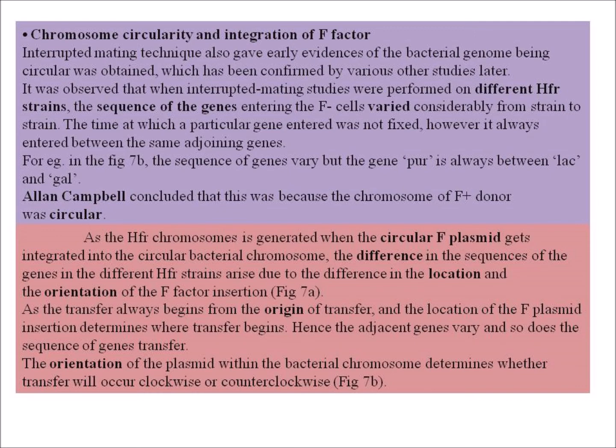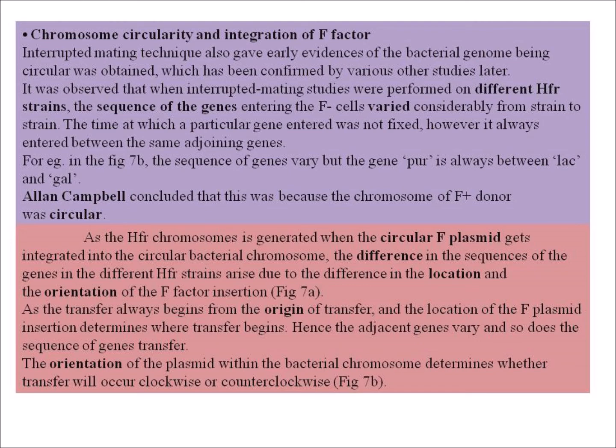Chromosome circularity and integration of F factor. Interrupted mating technique also gave early evidence of the bacterial genome being circular, which has been confirmed by various other studies later. It was observed that when interrupted mating studies were performed on different HFR strains, the sequence of the genes entering the F minus cells varied considerably from strain to strain. The time at which a particular gene entered was not fixed, however, it always entered between the same adjoining genes. For example, in the figure, the sequence of genes vary, but the gene PUR is always between LAC and GAL.